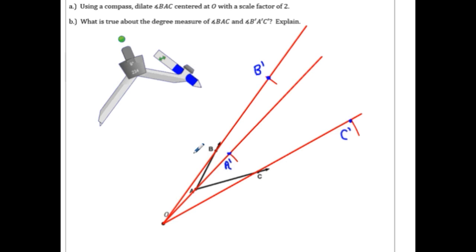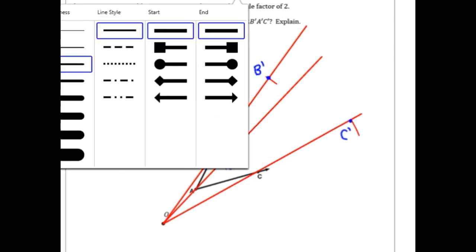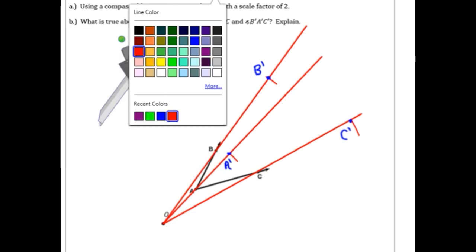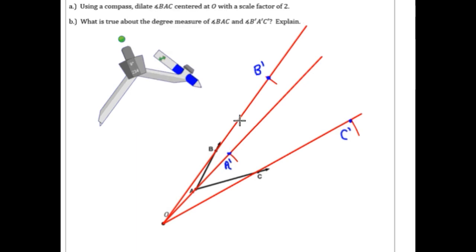Now, the original figure was an angle. We had 2 rays, right? Arrows going in one direction forever. So we have to make sure that we still have an angle. Blue. Okay. So I start at A prime and I draw a ray going through B prime.